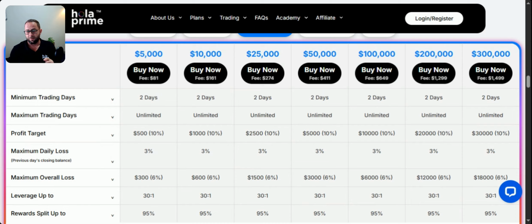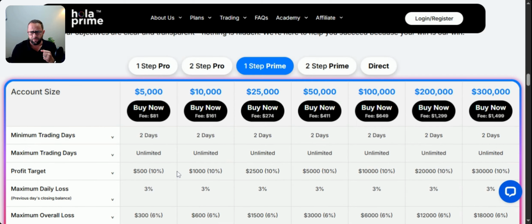loss. Right, so the purpose of this video is to quickly show you on the DXTrade platform how you can use the built-in risk calculation tool to help you prevent that from happening again in the future. But before I do that, I'm just going to, for example, use a one-step prime trading challenge.